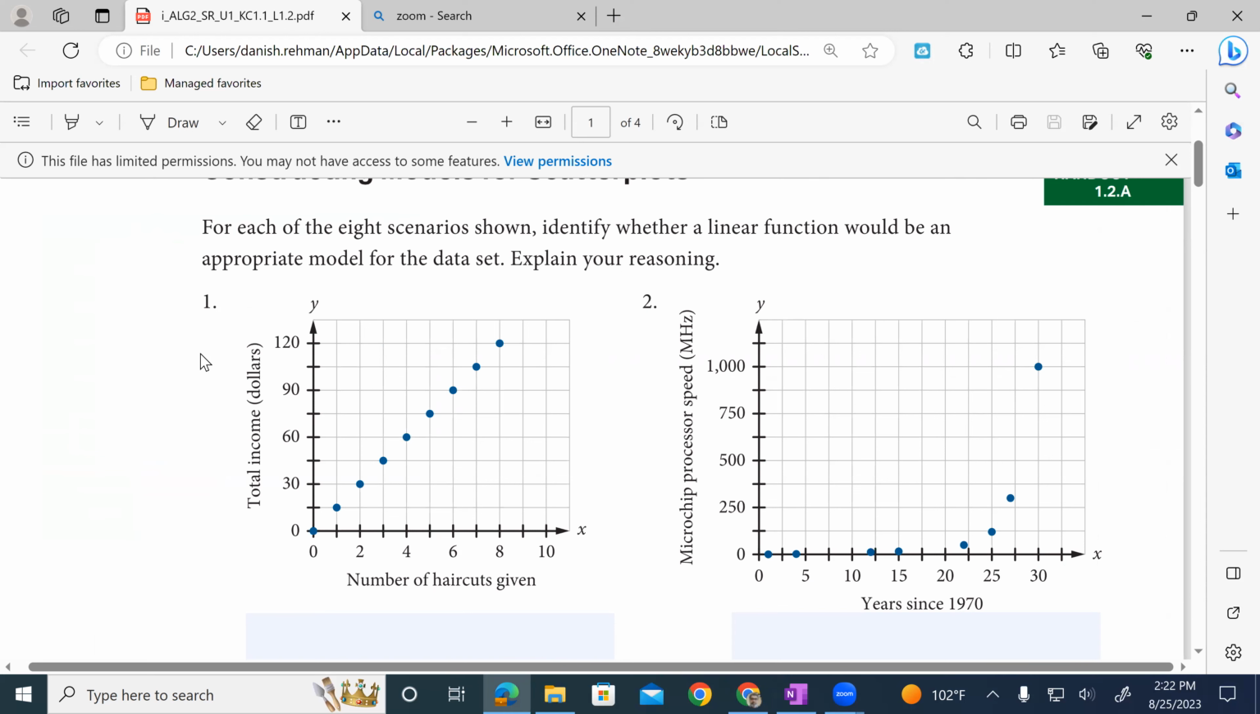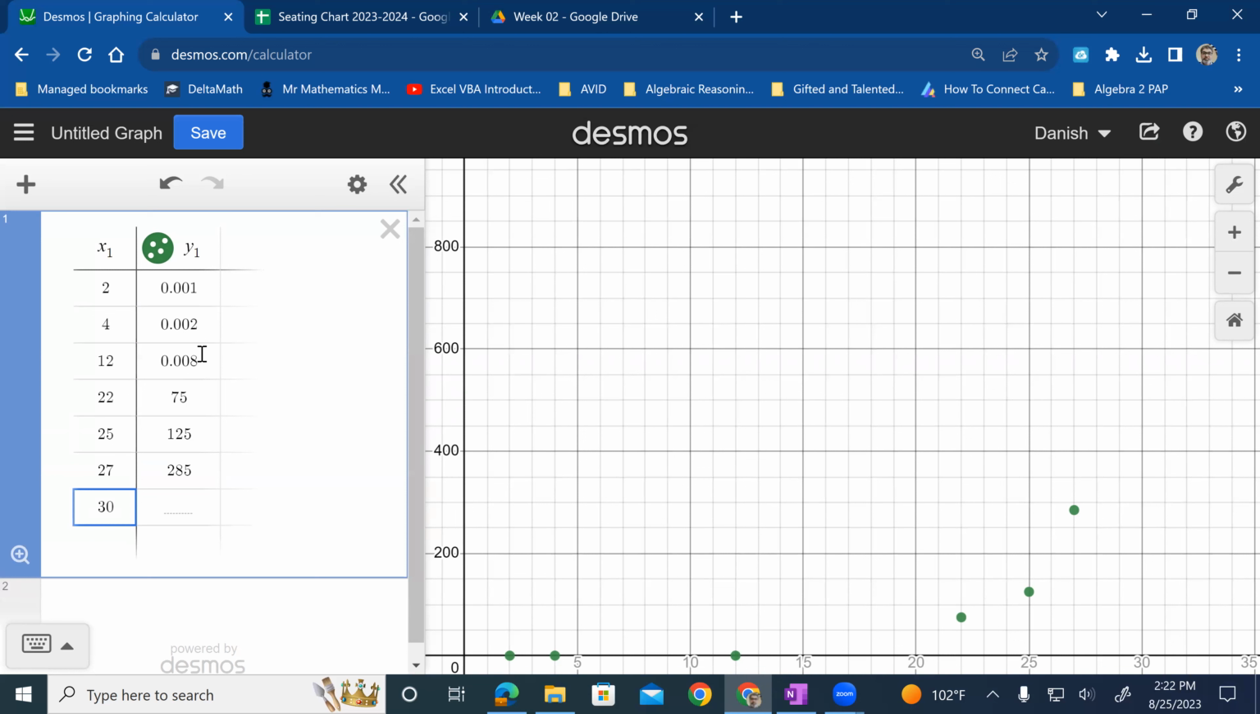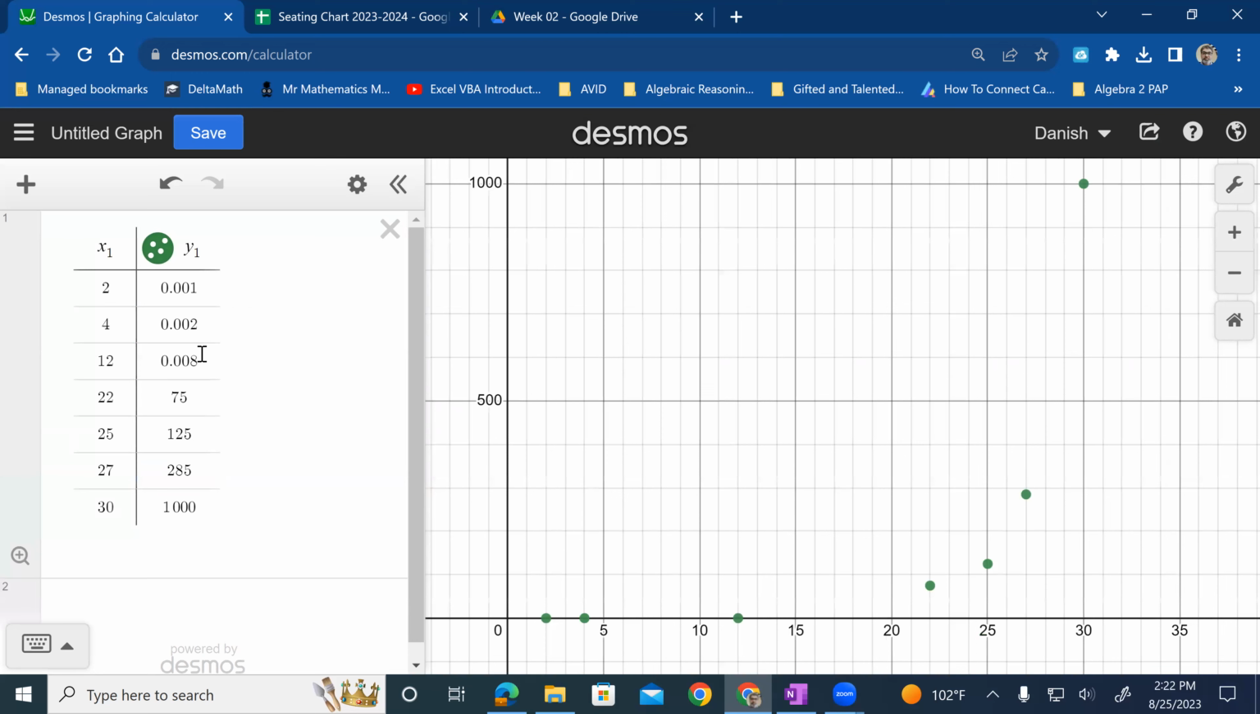Talking about this one? 1000. That's why I raised the scale up till 1000. So I will put there as the next value 30, and for the next value 30, I will put there a 1000. And we got it. That's the plot that we have now in front of us.